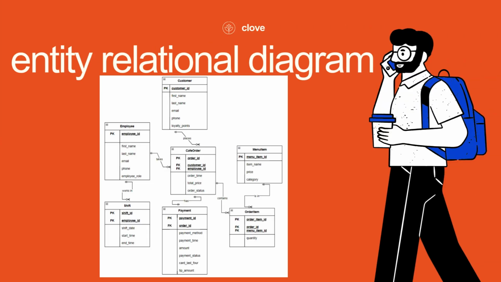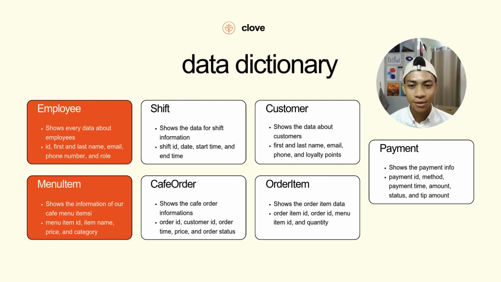So this is our entity relational diagram for our system, and as you can see, it contains 7 tables of database. This is a brief explanation about our tables. We have 7 tables and the first table is employee. It shows every data about the employees, for example the employee ID, the first and last name, employee email, phone number and role.